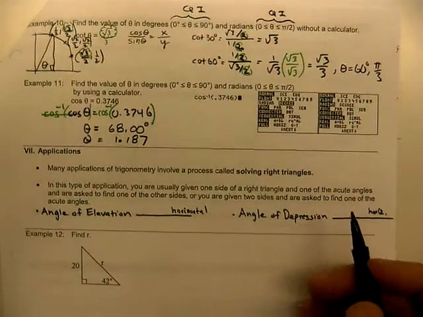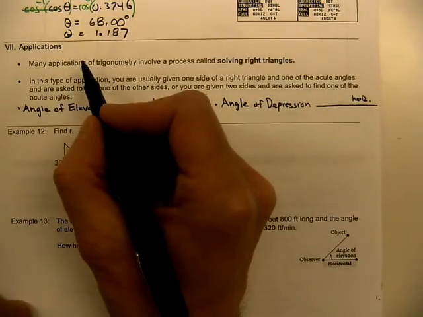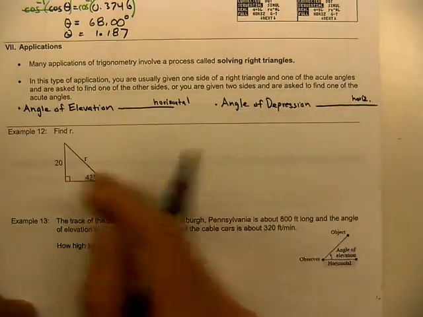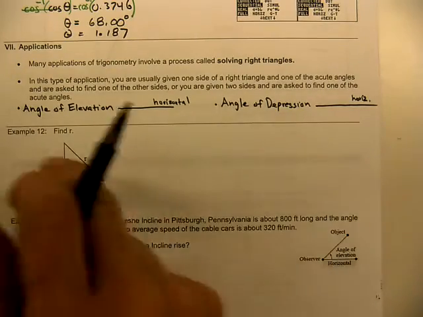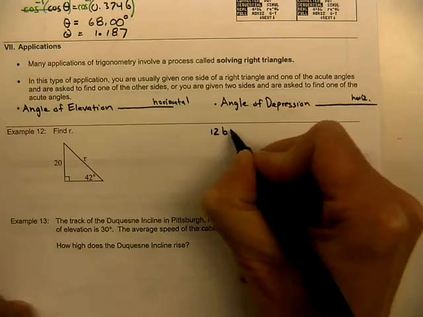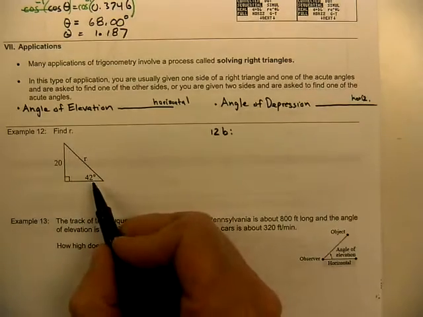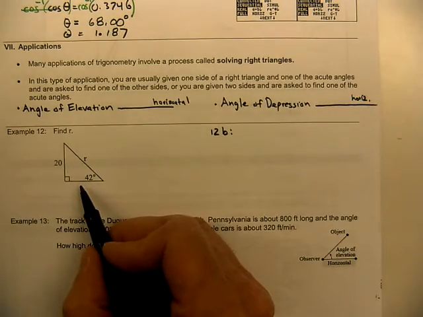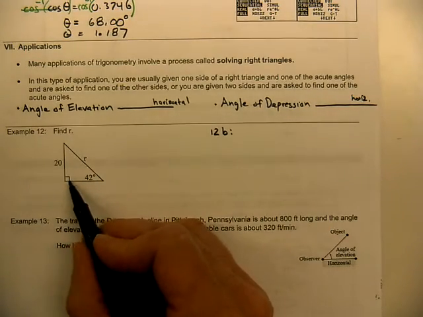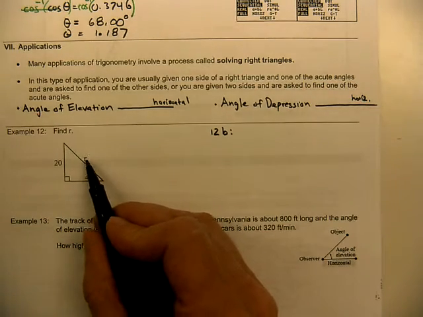So now for a few applications. In this section, we're going to look at two different kinds of triangles, and I'm going to add an example here. So here you see example 12. Let's call this 12 part B, okay? In example 12, it's a fairly regular looking triangle. I mean, it's a normal looking triangle. We've got a right angle, we have an acute angle, we have a hypotenuse that we're trying to find.